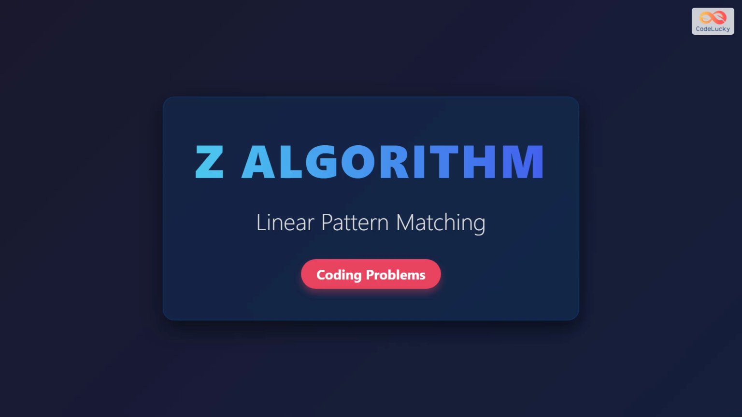Hello and welcome. In this video, we are going to learn about the Z algorithm. This is a powerful and efficient method used for pattern matching in computer science. It allows us to find a specific string within a larger body of text in a very optimal way. Let's dive in.